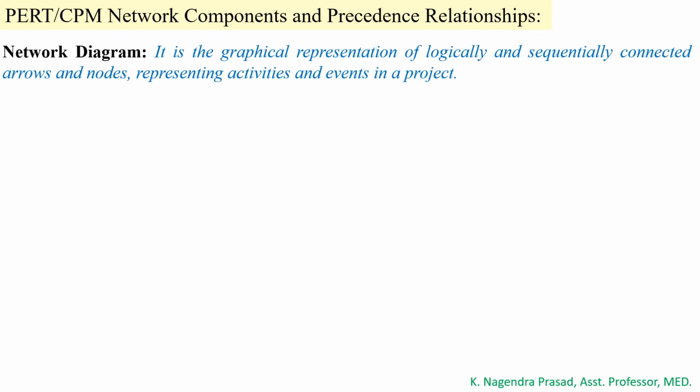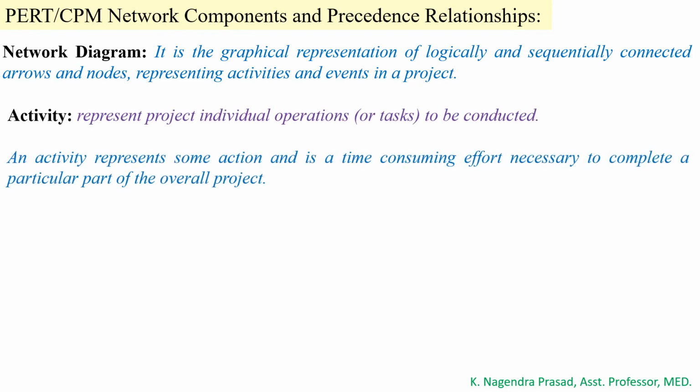It is the graphical representation of logically and sequentially connected arrows and nodes representing activities and events in a project. Here, we are representing all the activities and events of a project graphically using arrows and nodes. Here, arrows represent the activities and nodes represent the events. So to construct a network diagram, we should understand some basics. Let's see some definitions used in a network diagram.